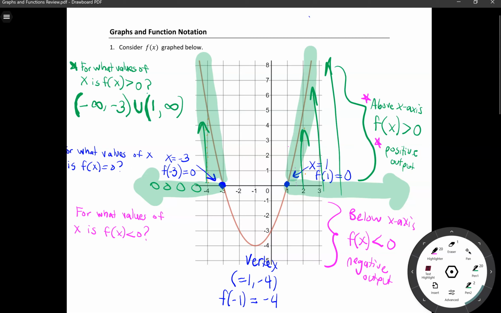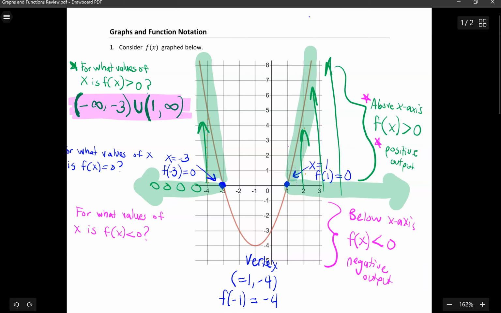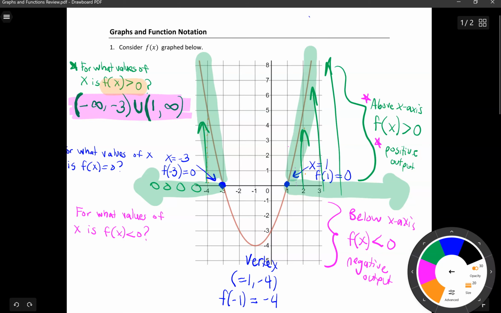And just heads up, we're always describing x values there, because f of x greater than 0 is always already telling you what's happening to the outputs. We want to know what inputs cause that to happen. So we write that interval notation to describe the x values.